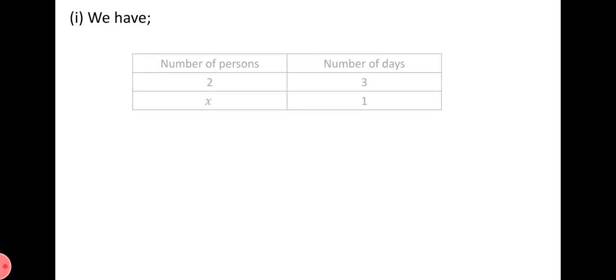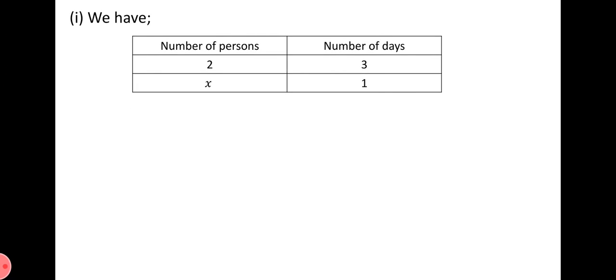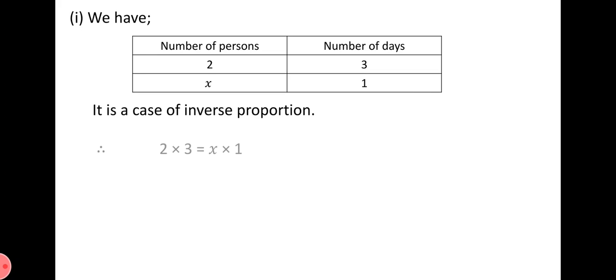We have number of persons and number of days. Two persons take 3 days to fix the window. We don't know how many persons are needed, so we write it as x, and the number of days is given as 1. It is a case of inverse proportion, because if the number of days is decreased, then the number of persons should increase. Suppose two persons take 3 days to complete the fixation of the window. If the number of days is made 1, then we will need more persons to complete the fixation of the window in one day.